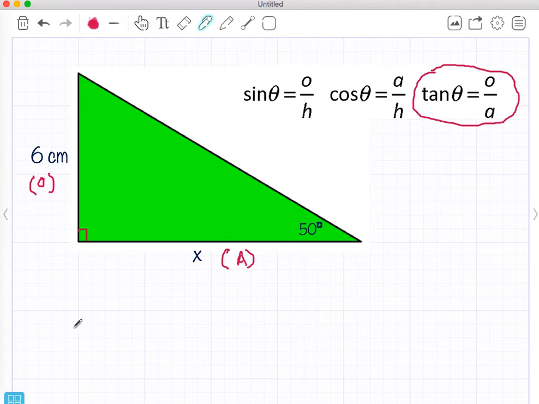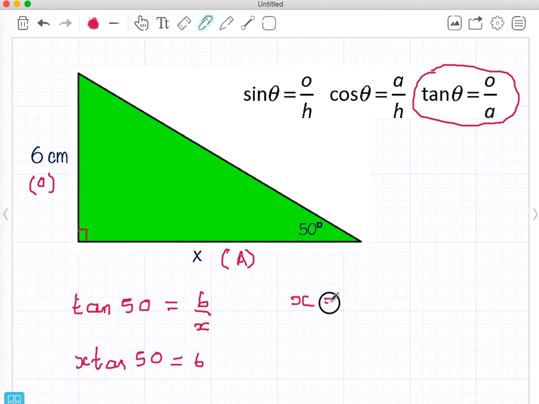So now we're going to fill everything in. So we're going to have tan 50 equals opposite, which is 6 divided by x. Now I've made it slightly different here. The x is on the bottom, so I'm going to multiply both sides by x. I'm going to do this carefully in 2 steps with the algebra. And then I'm going to divide both sides by tan 50, because that's how it's going to go into my calculator.